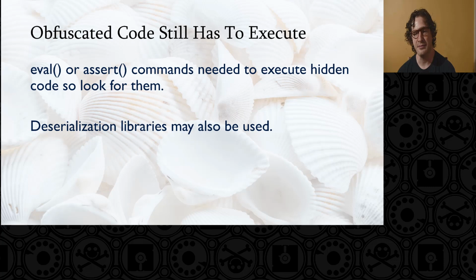As I said, obfuscated code still has to execute. So even if they have 99% of the code hidden, there still has to be some kind of eval or assert type command that takes that and then takes the code and then runs it. So encourage your programmers not to use things like this in the code unless there's an excellent reason to do so, because that means you can add it to your search tools as a strong indicator that there's been a compromise. Another thing that you can use besides the eval type commands is using deserialization libraries to make it a little bit more sneaky.